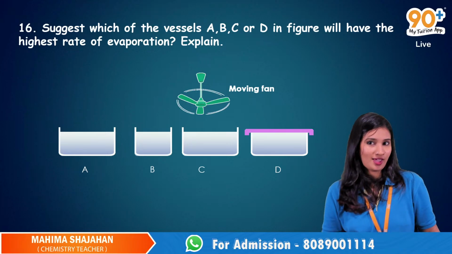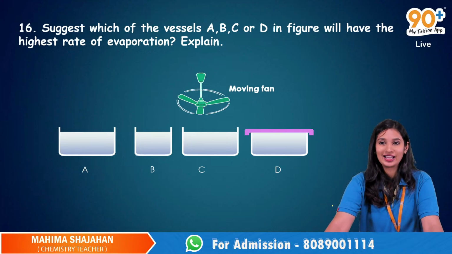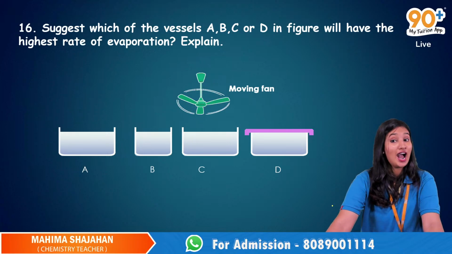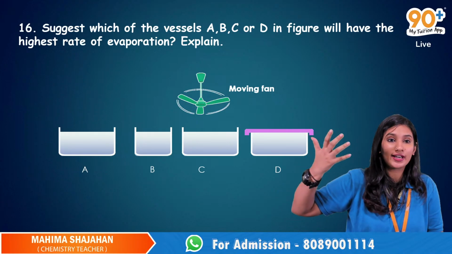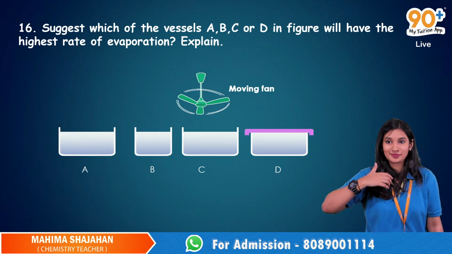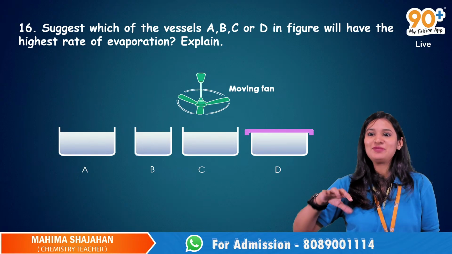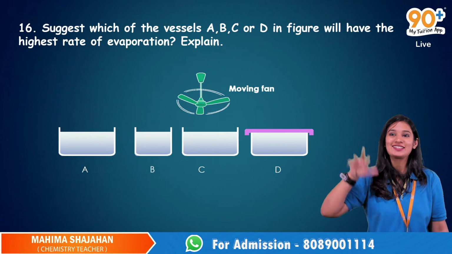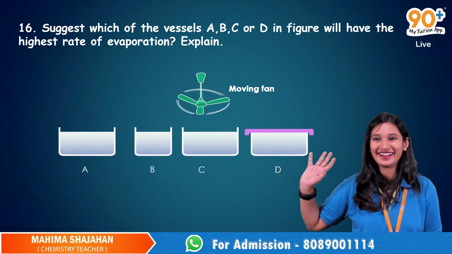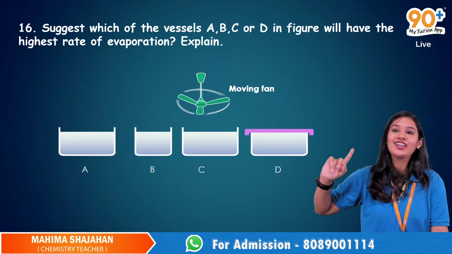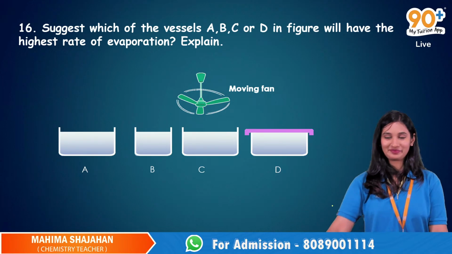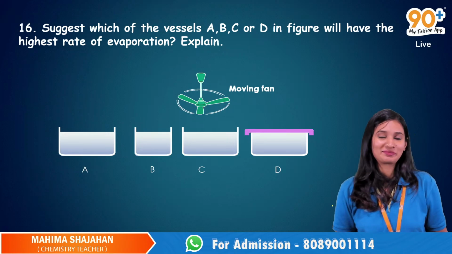Is it A? The question asks for the highest rate of evaporation. Who will have the highest evaporation? Yes, mixed answers. Okay, I can see all the options here. I can see A, B, C, D, but the majority is saying C.